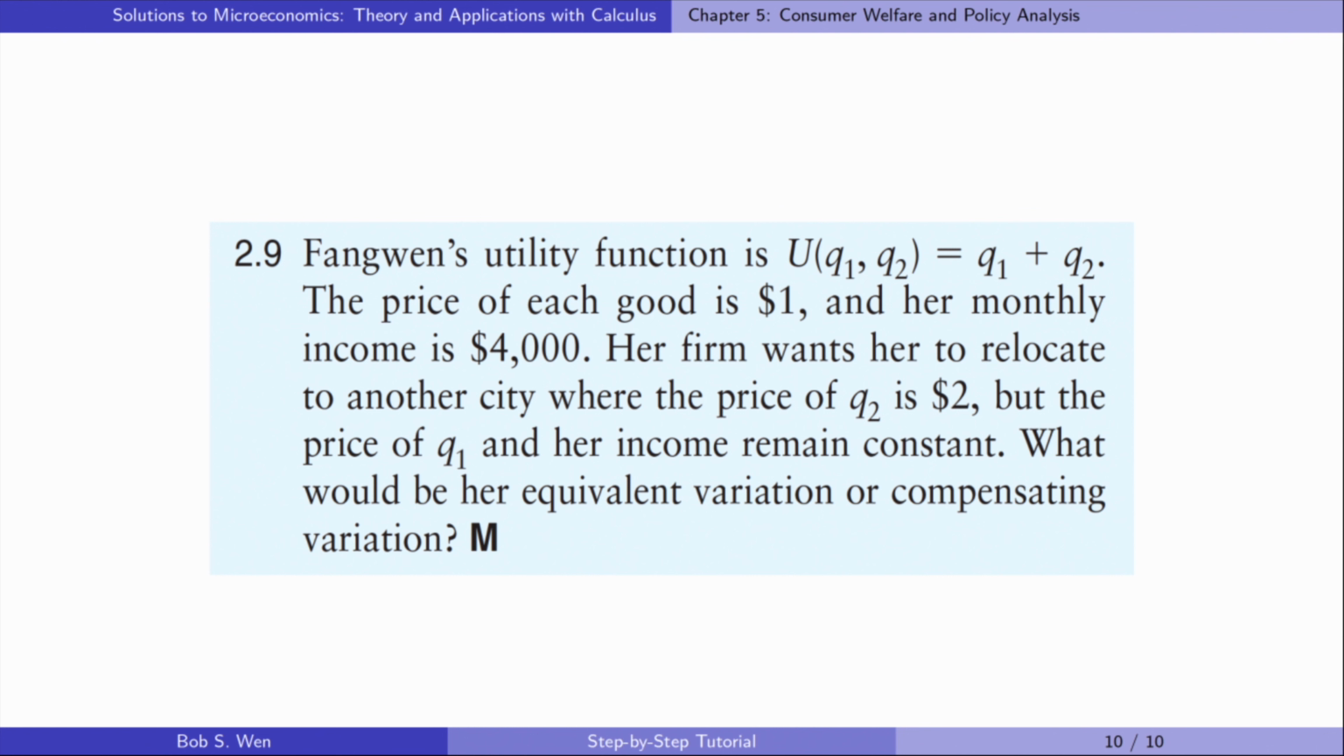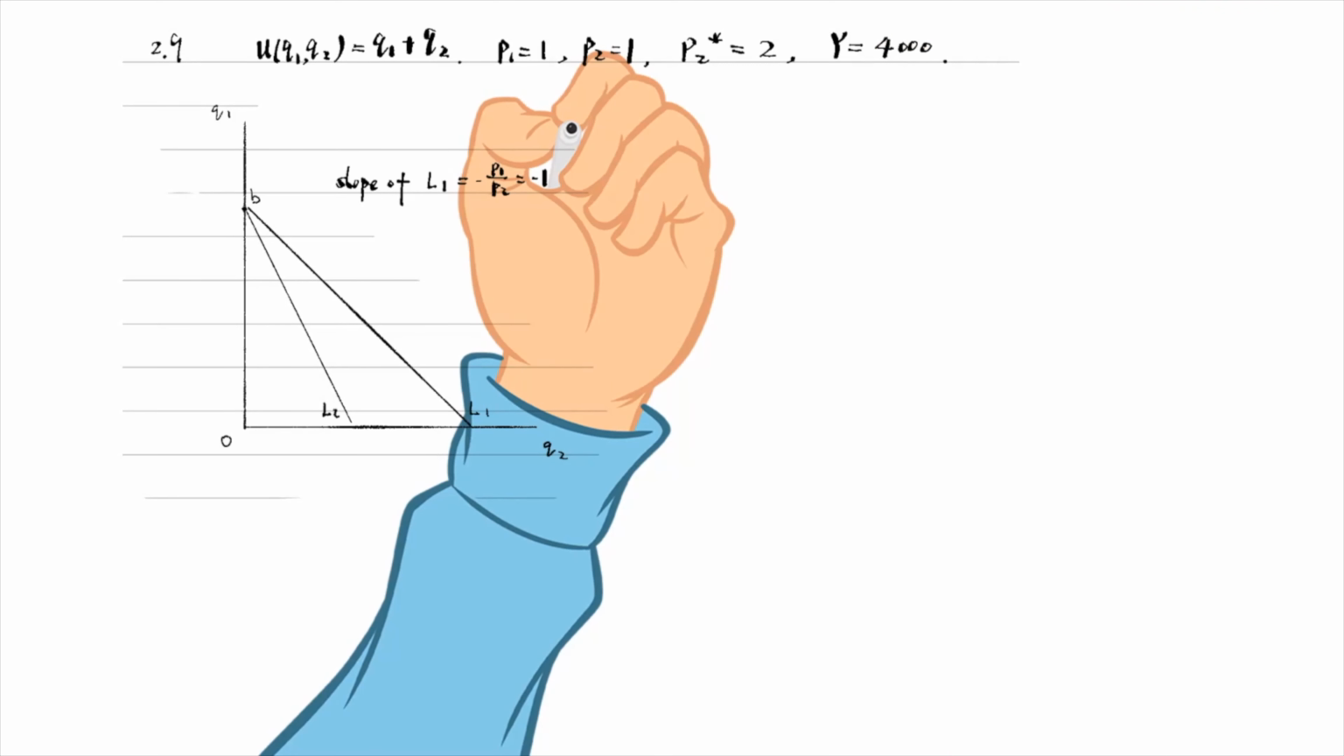Let's solve exercise 2.9. The consumer's utility function is linear. The price of each good is $1, and her monthly income is $4,000. Her firm wants her to relocate to another city where the price of Q2 is $2. But the price of Q1 and her income remain constant. What would be her equivalent variation or compensating variation?